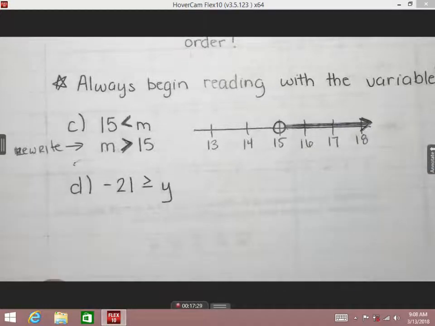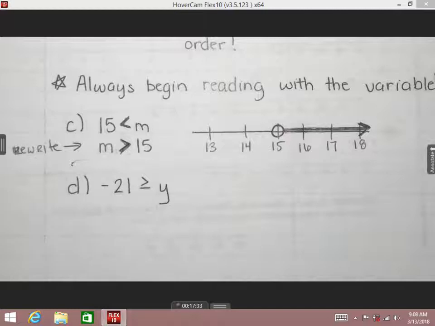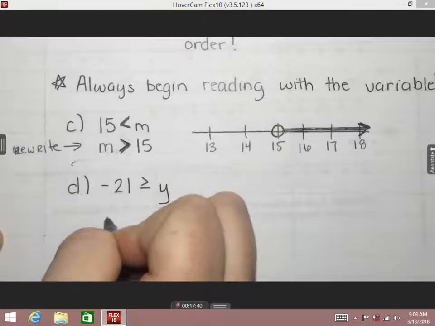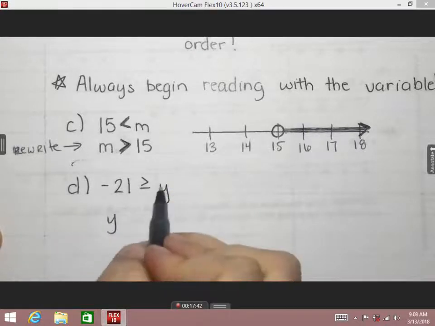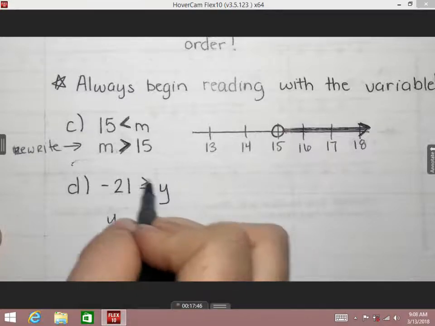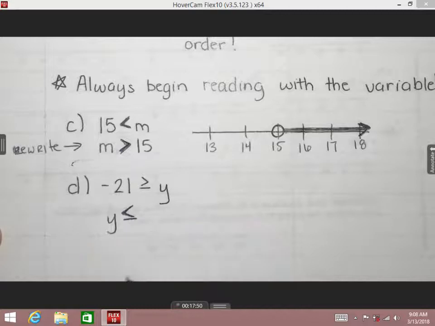All right, our last one. What's one of the first things we want to do here? What's the first thing we want to do on D? Emily? Move the variable over. So I want the y to come first. When I move the variable, what do I have to do to my inequality? Switch it. Switch it around. So it's pointing towards the y. It's going to stay pointing towards the y.